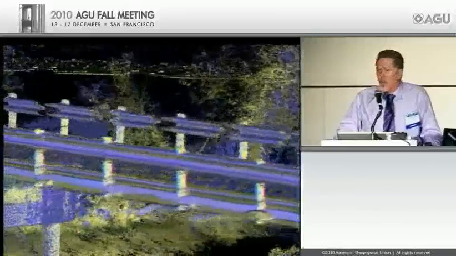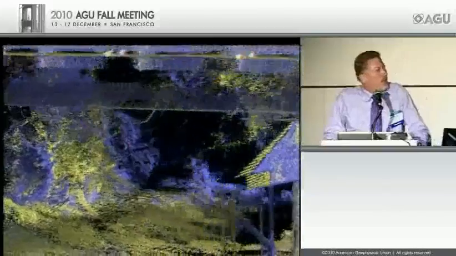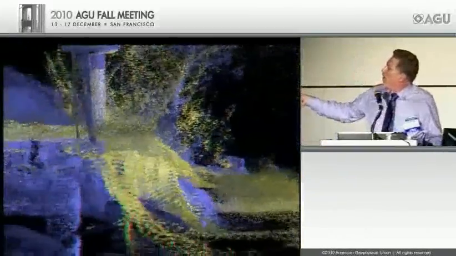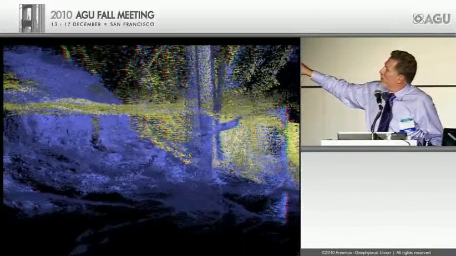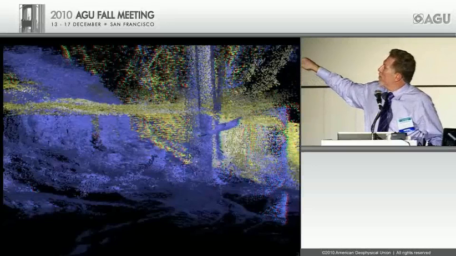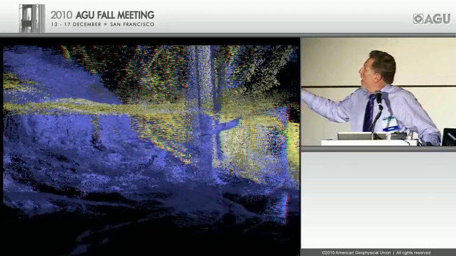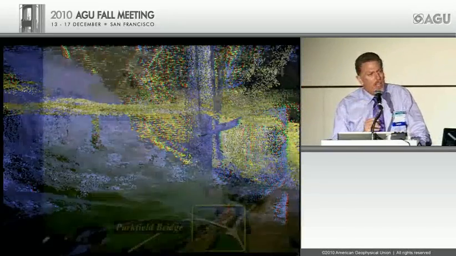The Parkfield earthquake was not the only thing that caused deformation in the Parkfield area. We're now flying down through the bridge, and there was a major flood that took place in March. So this is the land surface from both September and December, and we're seeing upwards of 1.25 meters worth of erosion. We got bridge scour and everything going on here. So that's looking at the bridge.